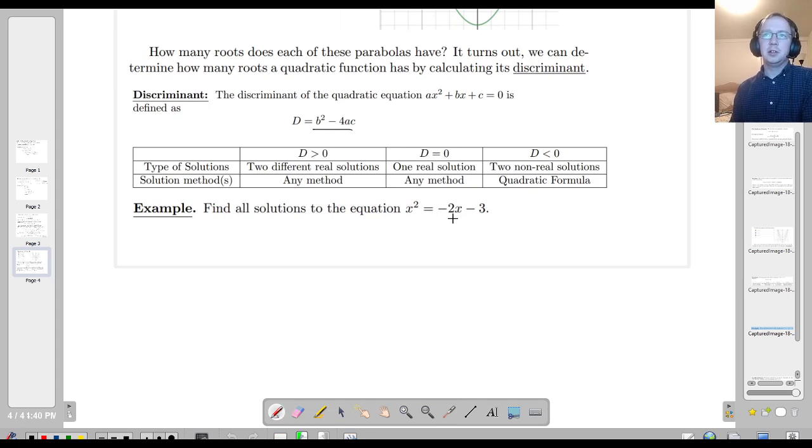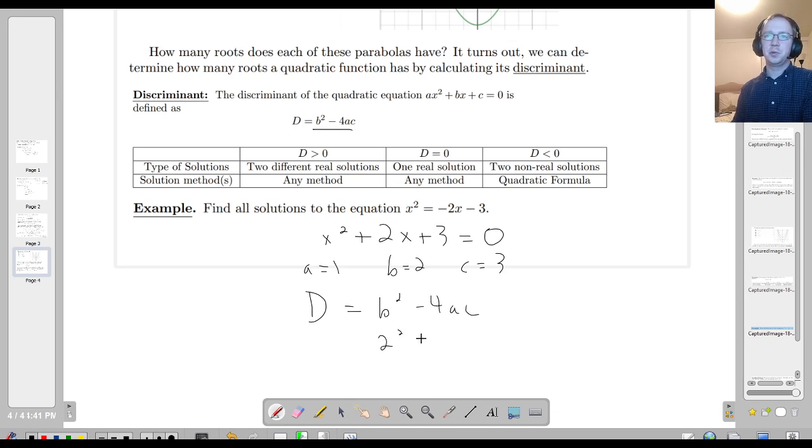We have x squared equals negative 2x minus 3. The very first thing I want to do is get it in the right form, in other words, have it equal to 0. Great. So a is 1, b is 2, and c is 3. And in keeping with what we just learned, I want to immediately calculate that discriminant d. So b squared minus 4ac. In this case, that's going to be 2 squared minus 4 times 1 times 3. 4 minus 12, that comes out to negative 8. So in other words, our discriminant is less than 0.